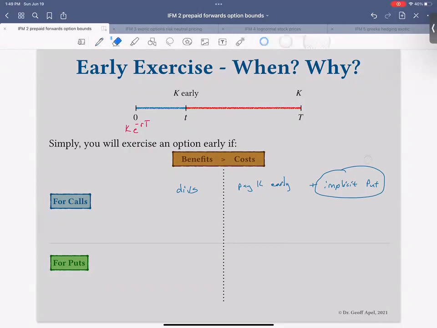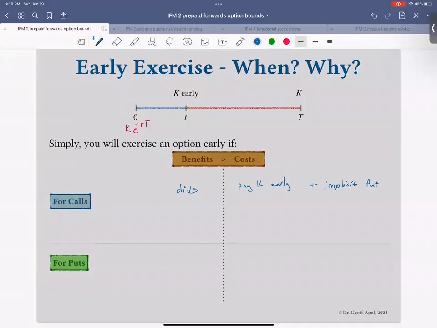That kind of makes sense what's going on there, but that's what they call this implicit put. That's the protection that you lose if you exercised early. You're not protected from the price going down. And there'll be a parallel idea for the puts, this protection for the price going up. And so we've got that.